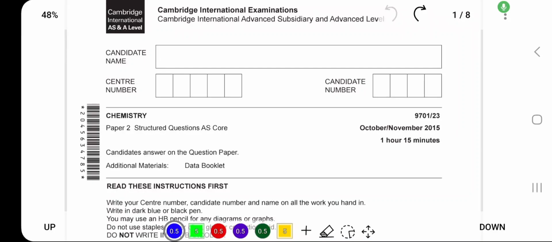Guys, today I will start a series where I'll be solving past papers. The oldest one is 2015 and below it. Now let's start.